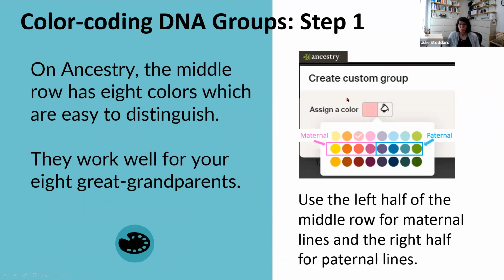So when you go to the groups option and you create a custom group, Ancestry gives you 24 choices of colors. So I try to keep everything on this half of the color scheme. I do all of that maternal, and everything on this half I use for my paternal research. So I can look at the colored dot on my match list and say, oh, that's on my maternal line. I'm not researching them right now. I'm not going to look at them. So when I create my 8 great grandparents, I find this middle row is really distinguishable. And so that's how I start to create my groups and assign a color.